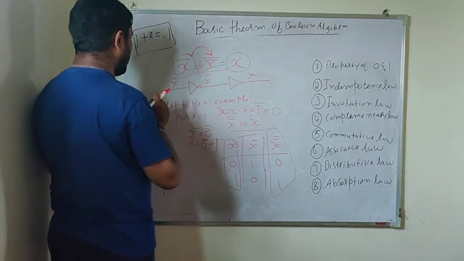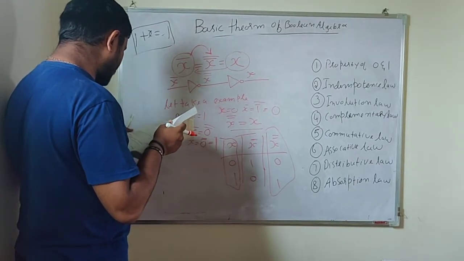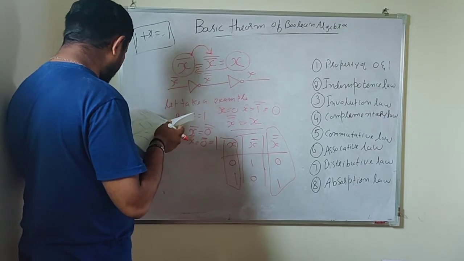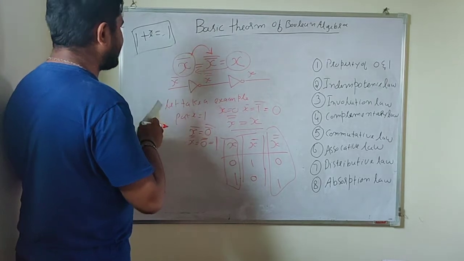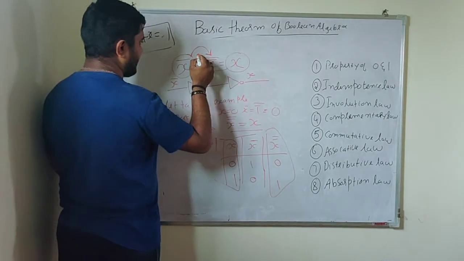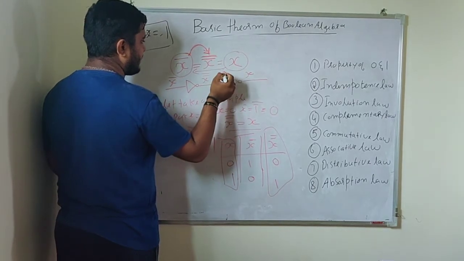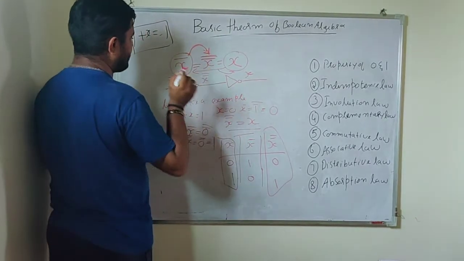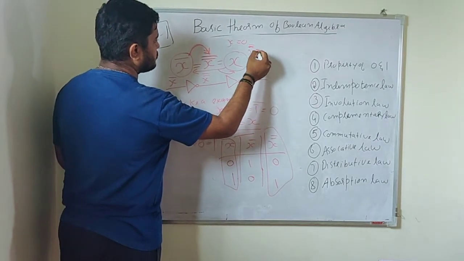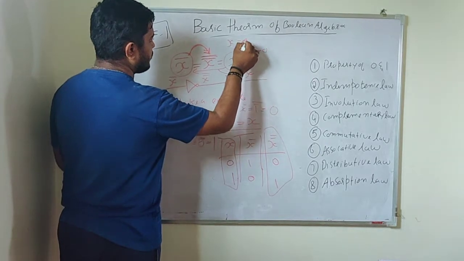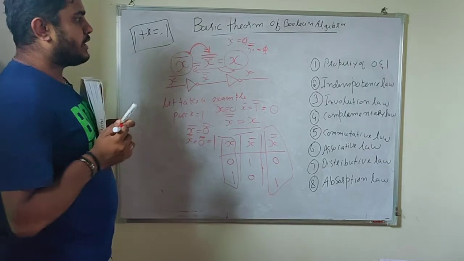Or I can say it is the combination of NOT gates. The involution law states that if a variable is complemented again and again, then we get the same variable. If the variable is complemented twice, meaning a double complement, then you get back the same variable. If x is equal to 0, then x double bar is also equal to 0. If x is equal to 1, then x double bar is also equal to 1. So this is the involution law.